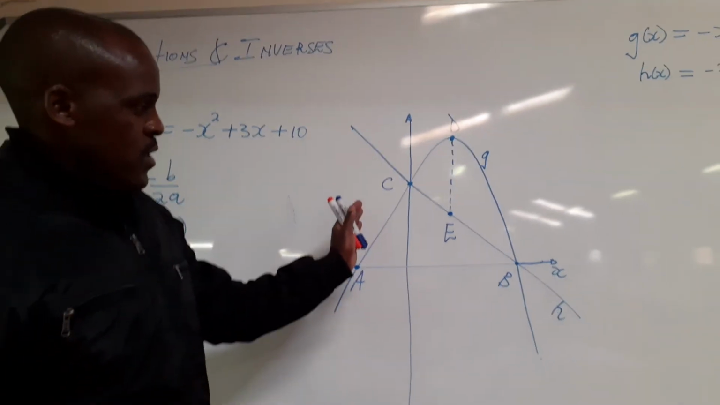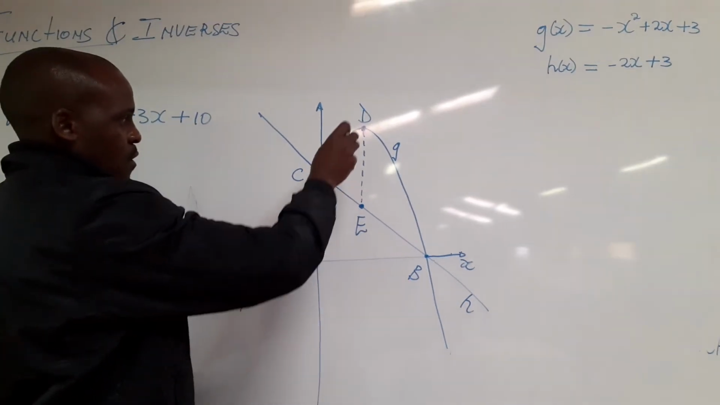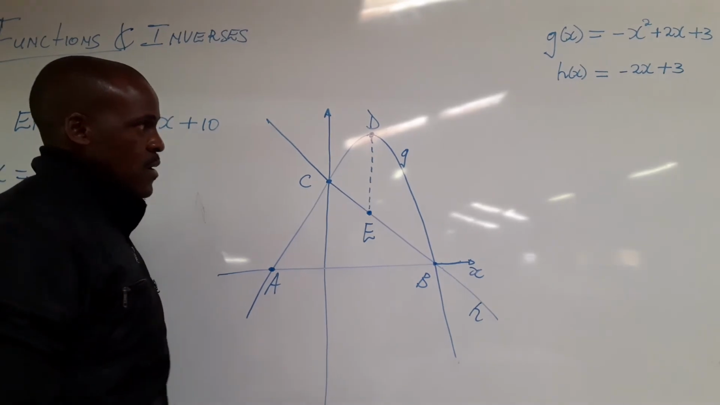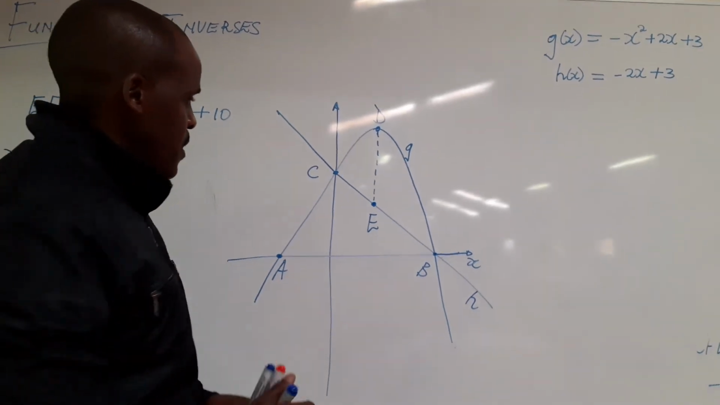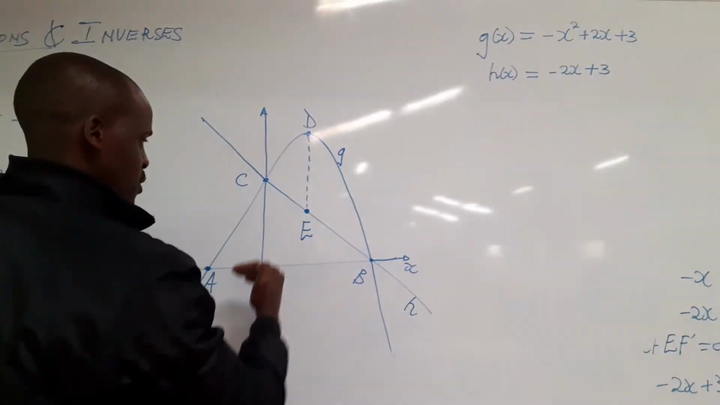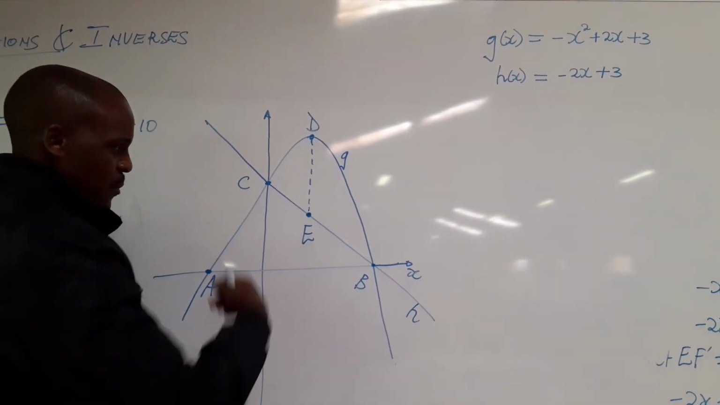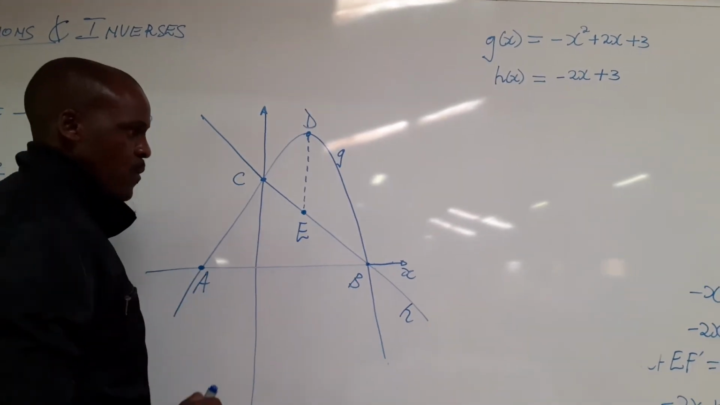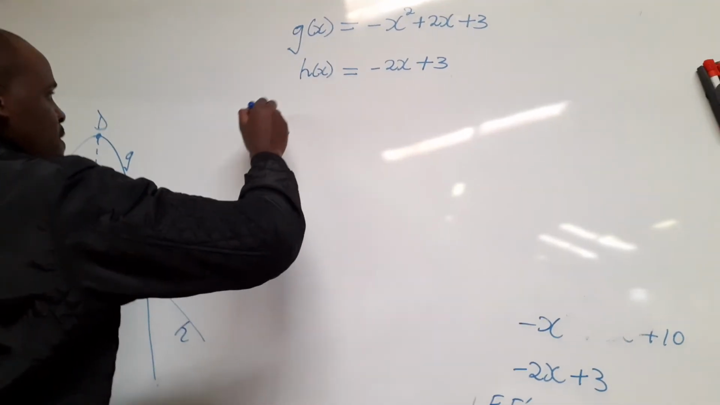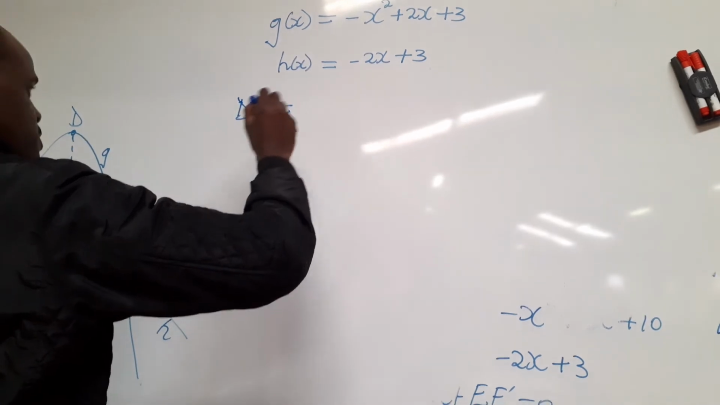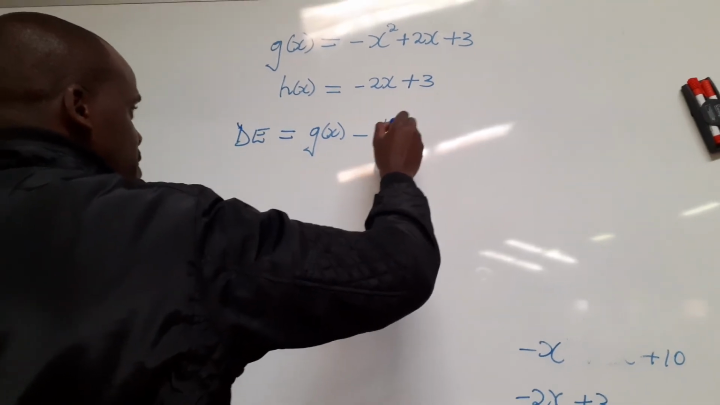And we are to find the length of ED or DE. We do the same. The above function minus the below one. It's g at x minus h at x. The above one minus the one that is below. Let's check. The length of DE will be equal to g at x minus h at x.